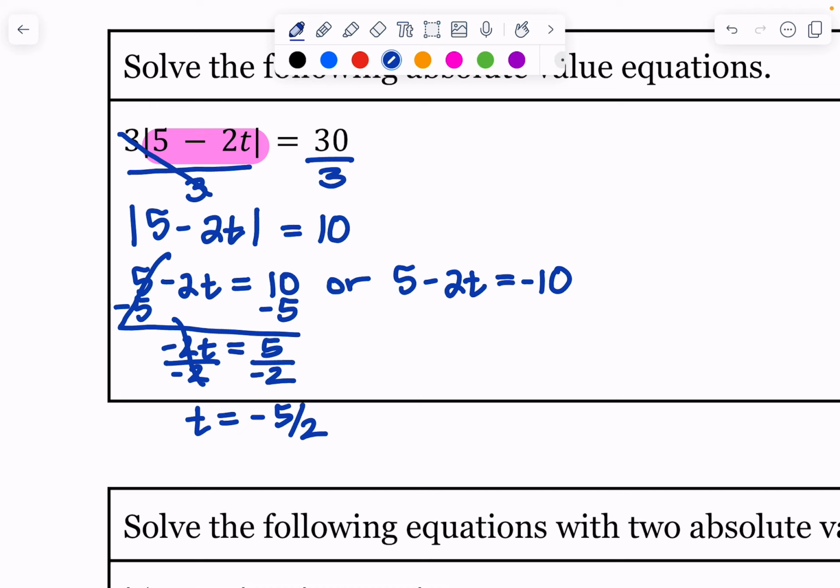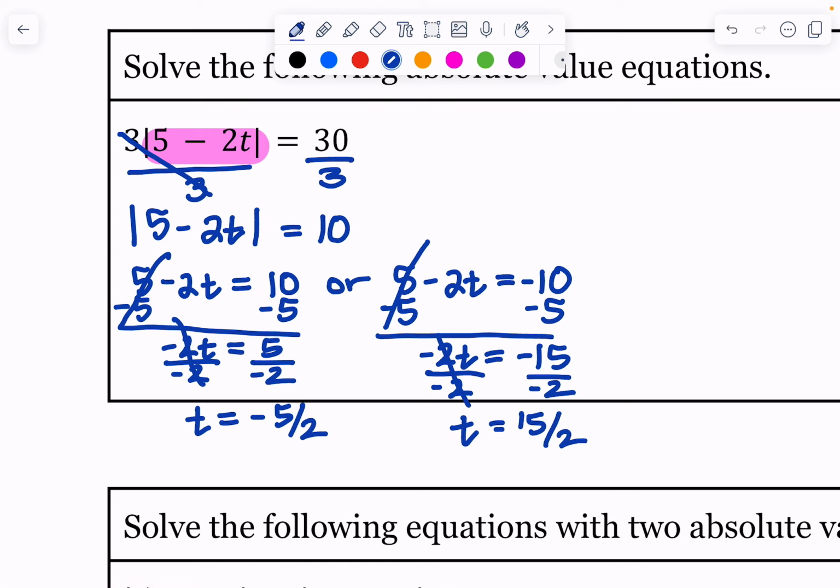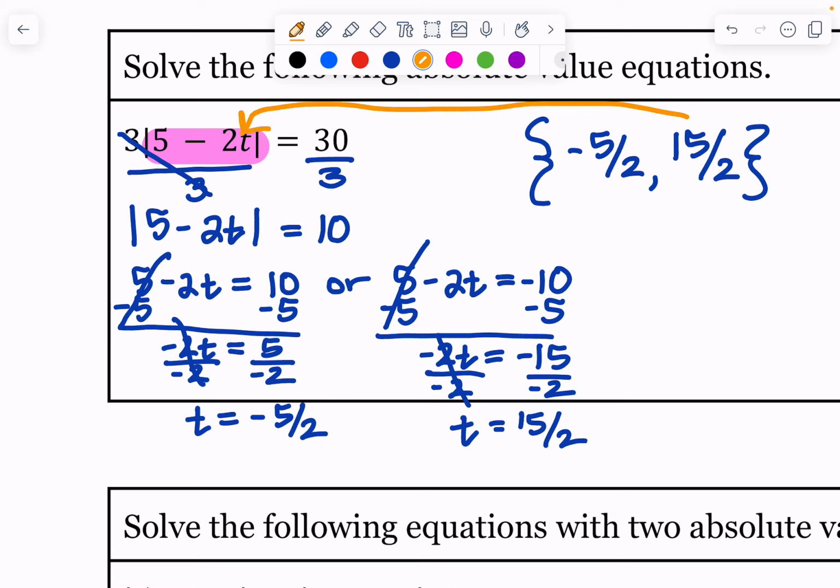All right, for the second one, we are going to subtract 5. And I'm going to get negative 2t is equal to negative 15. Divide by negative 2. And we're going to get t is equal to 15 over 2. So for this one, my solution set is negative 5 over 2 and positive 15 over 2. Both of those, when I plug in for this t here, will give me 30 for the whole equation. Or I guess the left side would equal 30.